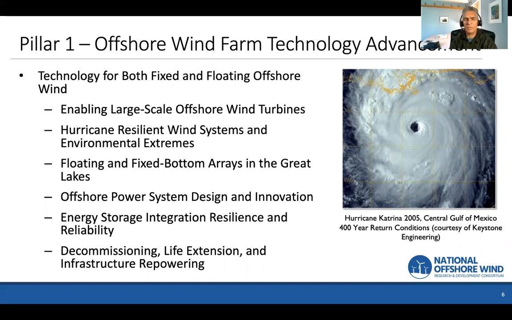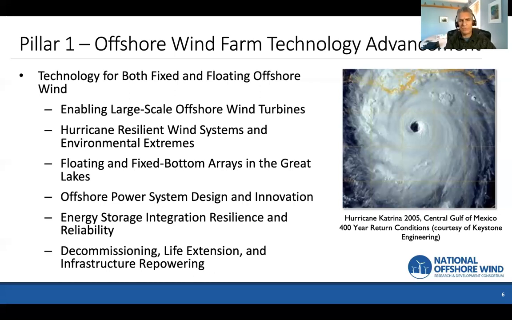Hurricane resilient systems, about a half of the US resource is actually south of Virginia and in the Gulf of Mexico, and we need better research and development to understand the risks of placement in hurricane regions, and how to mitigate on storms, and just understanding the uncertainty that arises when you have these very rare but violent tropical storms that come in. Floating arrays in the Great Lakes, and the Great Lakes has about 10 to 15% of the US resource.